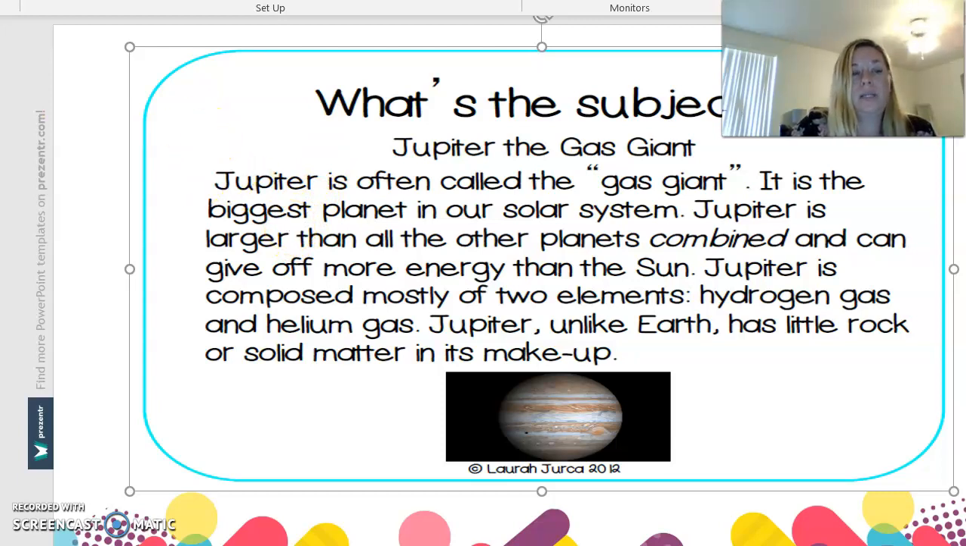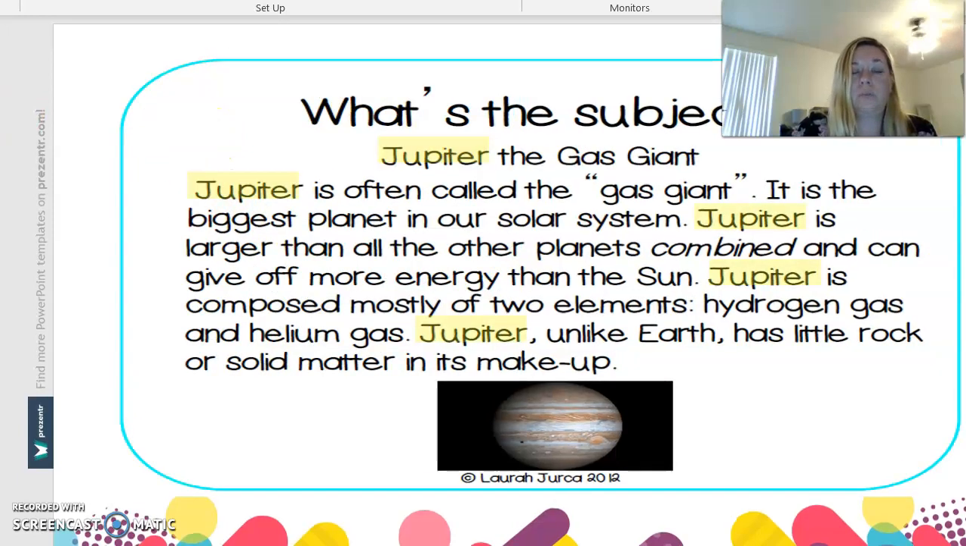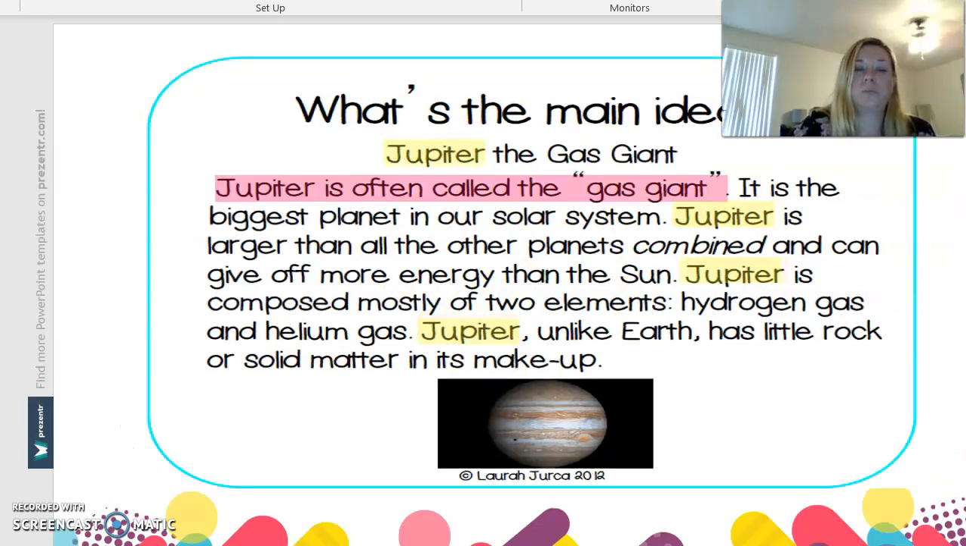So what is the subject? Well, it's sitting there and it's repeating Jupiter. It is talking about Jupiter and it's giving us things about Jupiter. So we know our subject is Jupiter. This paragraph is talking all about Jupiter.